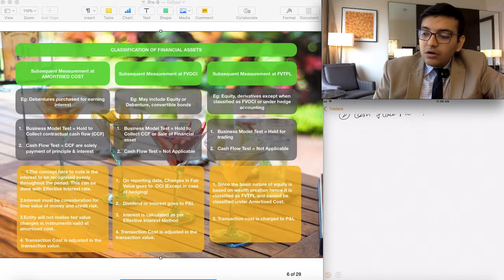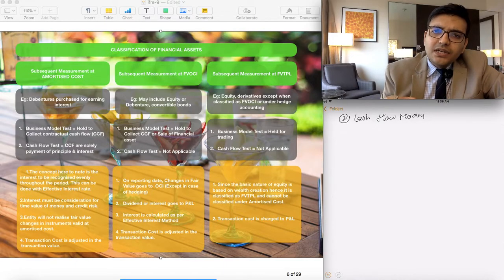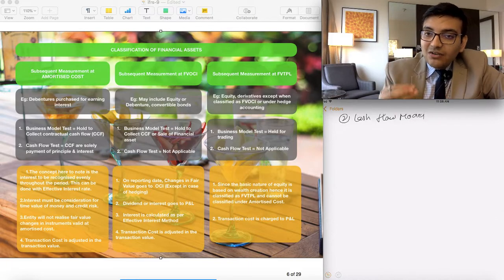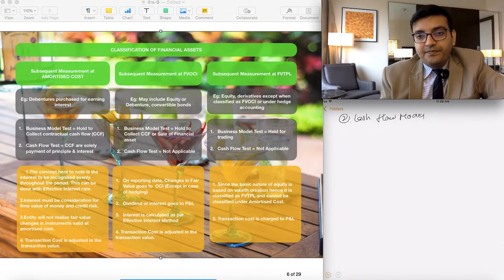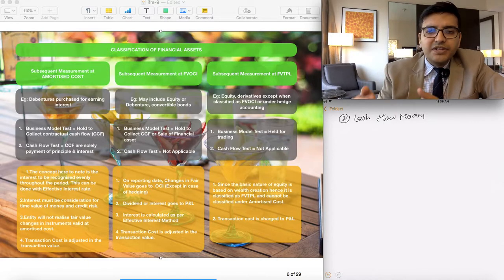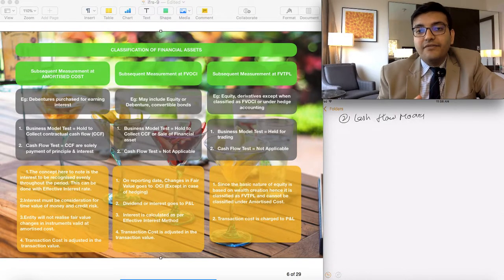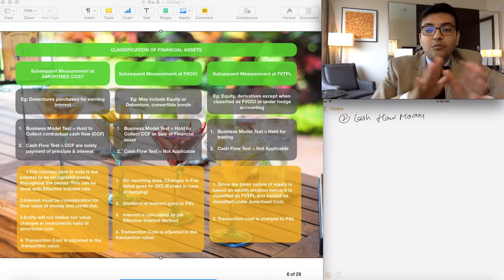Now, if we talk about equity, the basic nature of equity cannot be to earn cash flows. Hence, whenever the company invests in equity, it will always be classified under FVTPL. Nobody has to say that, but it is the basic nature of equity. But equity can also be classified under FVOCI, but not under amortized cost.